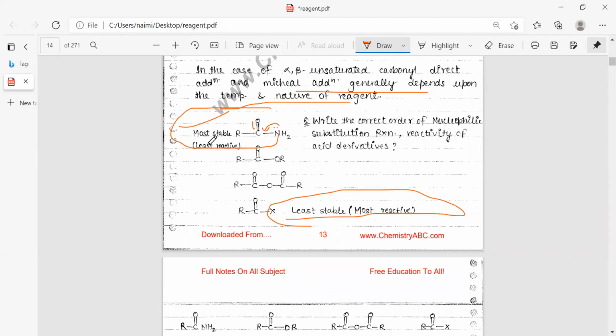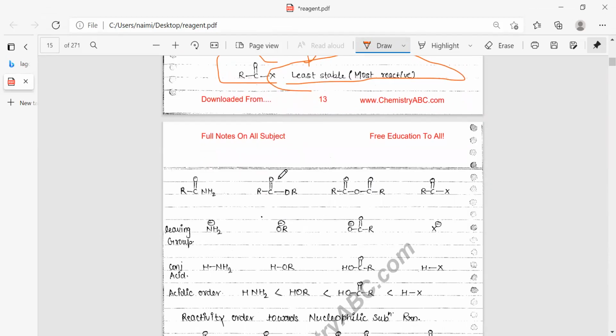Stability is inversely proportional to reactivity, meaning if reactivity is more, then stability is less, and if stability is more, then reactivity is less. So these are the most stable. Why? Because resonance takes place. So it is the least reactive, but some are more reactive, meaning less stable.